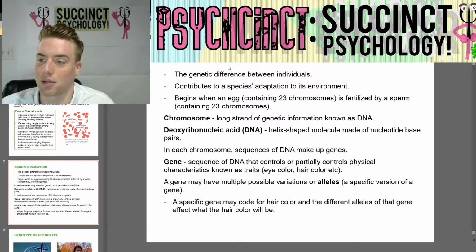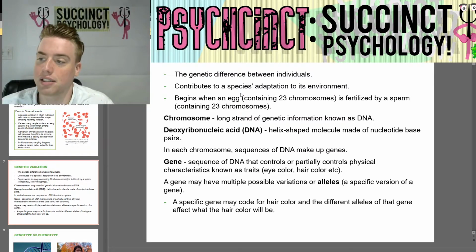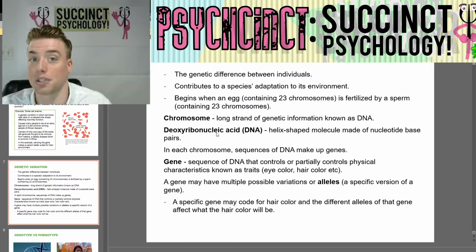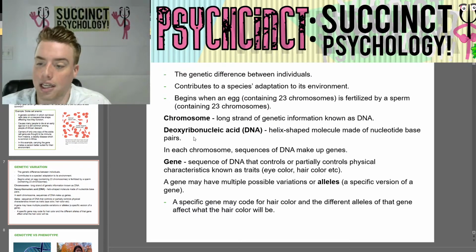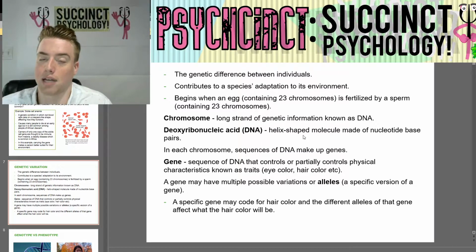Genetic variation: the genetic difference between individuals. Genetic variation contributes to a species' adaptation to its environment. It begins when an egg, containing 23 chromosomes, is fertilized by a sperm, also containing 23 chromosomes. Now, a chromosome is a long strand of genetic information known as DNA. DNA, deoxyribonucleic acid, is a helix-shaped molecule made of nucleotide base pairs.